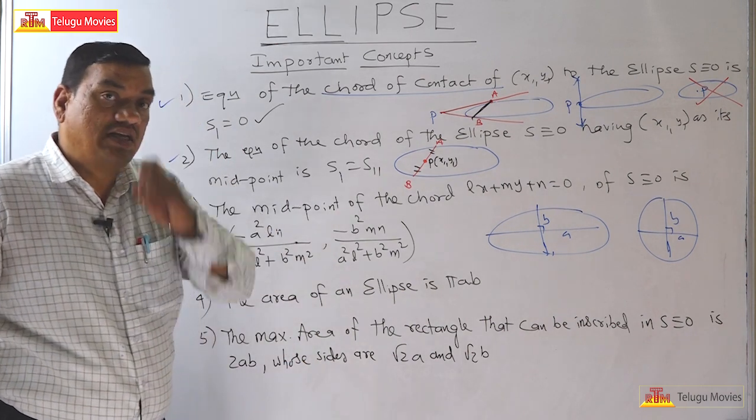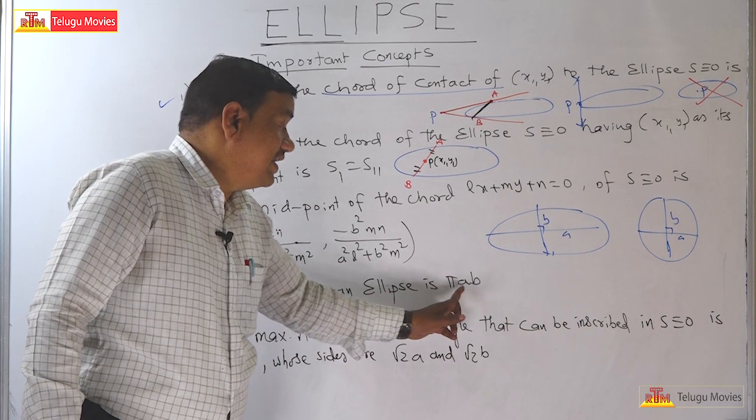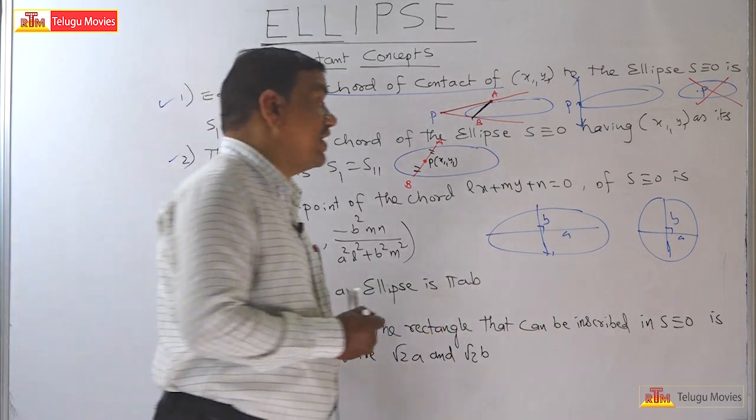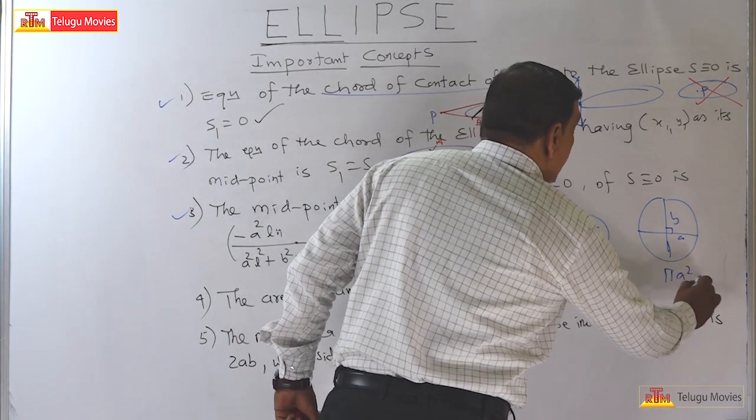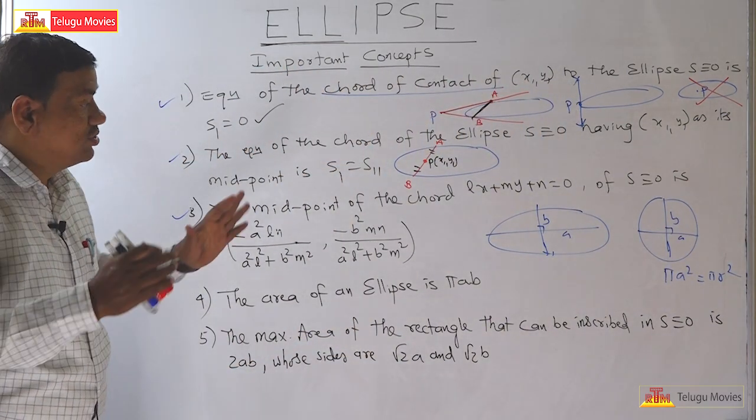Then what is the area of the circle? So in place of A, substitute B, or in place of B, substitute A. Pi into A, pi A square, that is nothing but pi r square, where r is the radius of the circle. Understand this? So very nice.